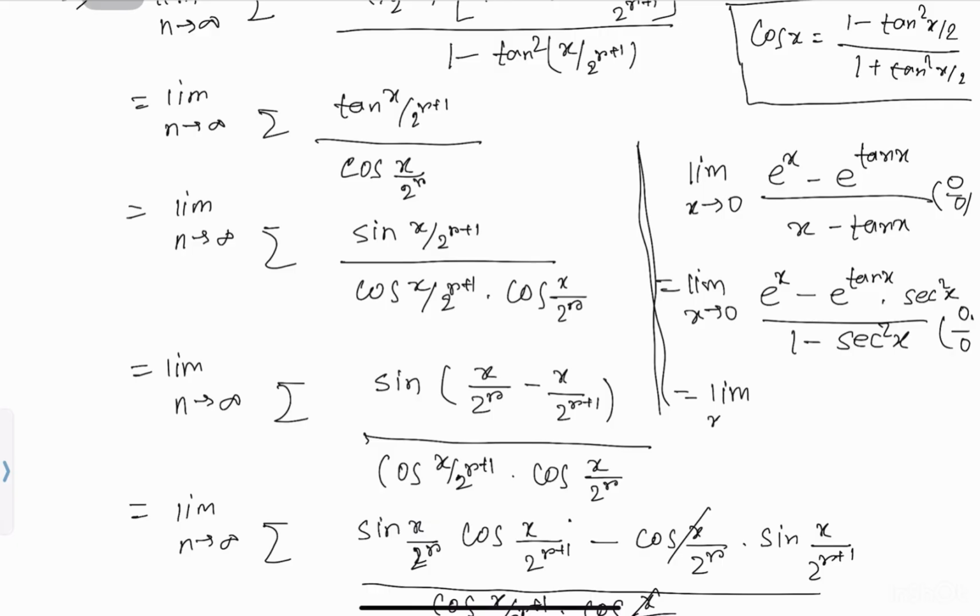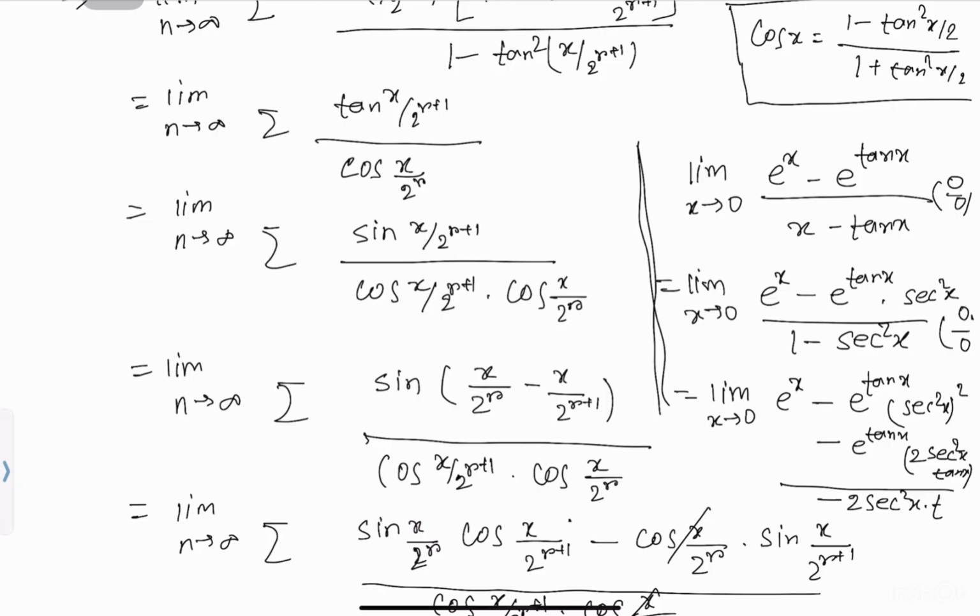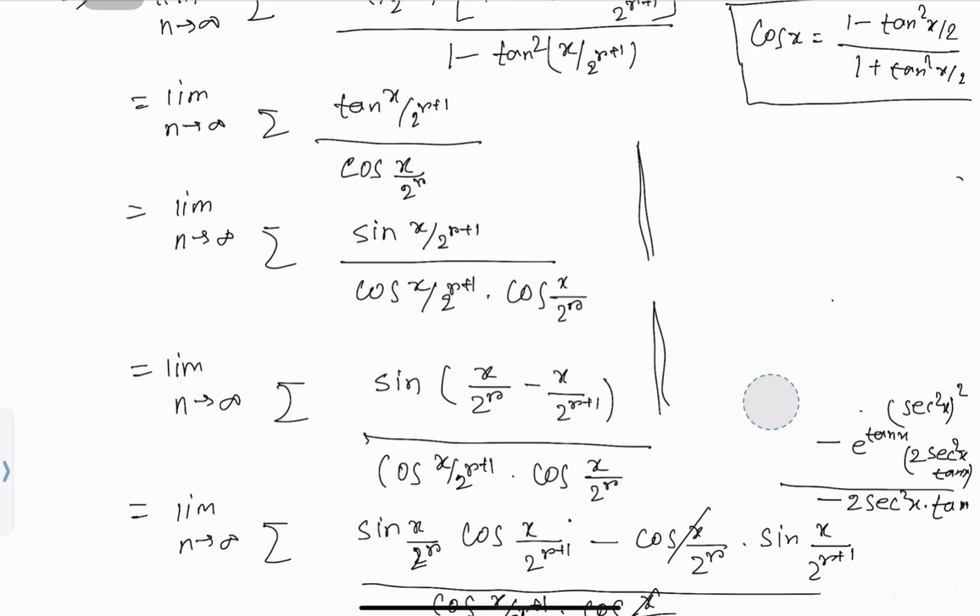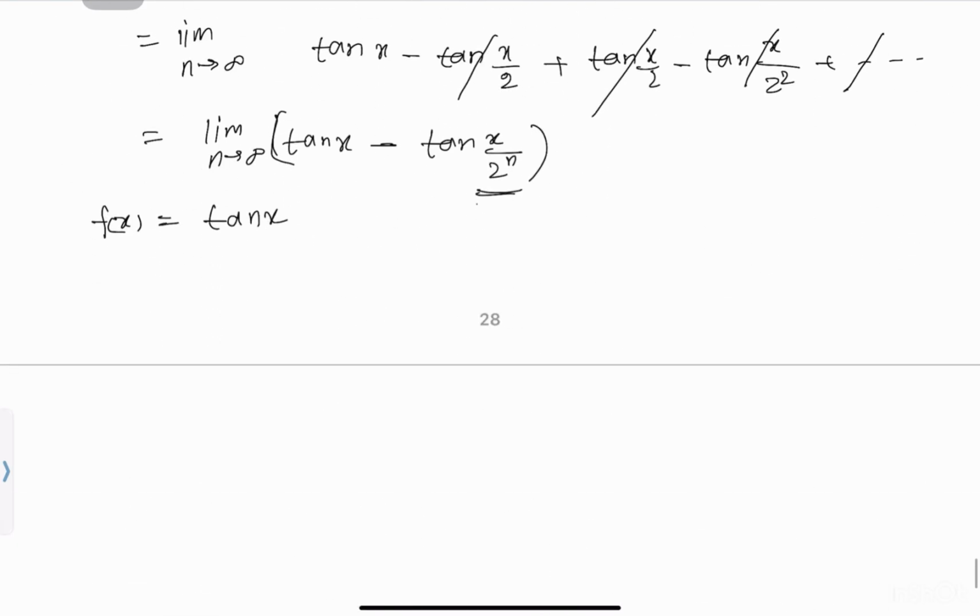So limit x tending to 0, e^x as it is, minus this term e^tan x and secant square x whole square, minus e^tan x as it is, and 2 secant x, that should be our derivative. Okay, sorry for this. That means one derivative is 0 minus 2 secant square x into tan x, again 0 by 0. Okay, let me do it clearly for this limit. Something is making confusion. Okay, let me verify. I am writing here.